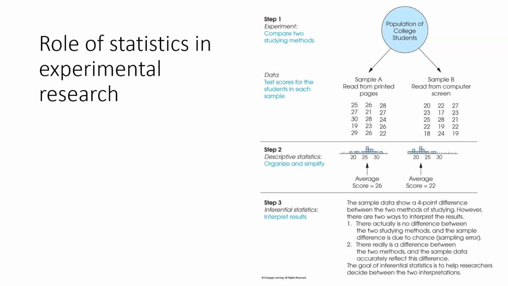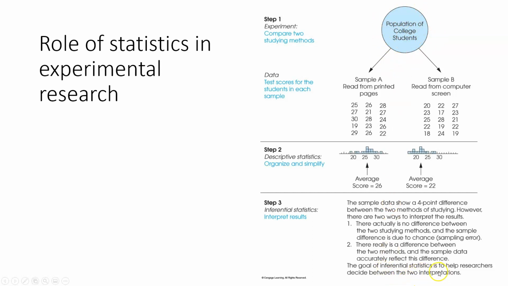But the second way that we could interpret these results is that there really is a difference between the two methods, and the sample data accurately reflect this difference. So the difference between people who read from printed pages and those who read from a computer screen actually is about 4 points different. It might not be exactly 4 points, but it's something close to 4 points different. And this difference in our samples reflects a real difference in the population of college students.